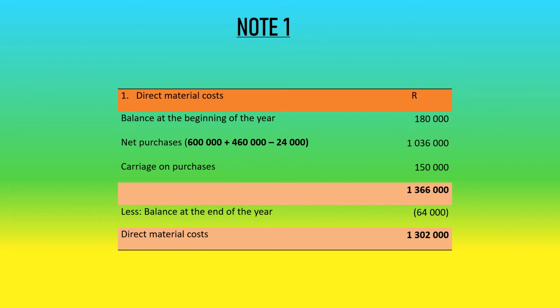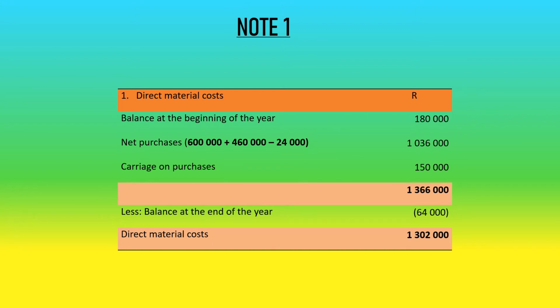So this was our balance at the beginning of the year, which was given to us, and we have recorded it. Then in the year we have purchased more raw materials, and you can see that under transactions for the year they've done credit purchases of 600,000 and cash purchases of 460,000, which we have also added up here.